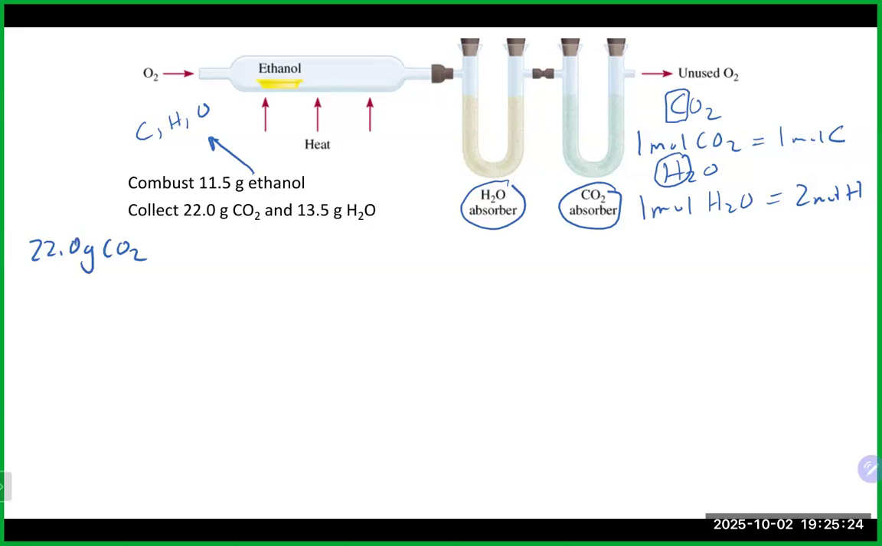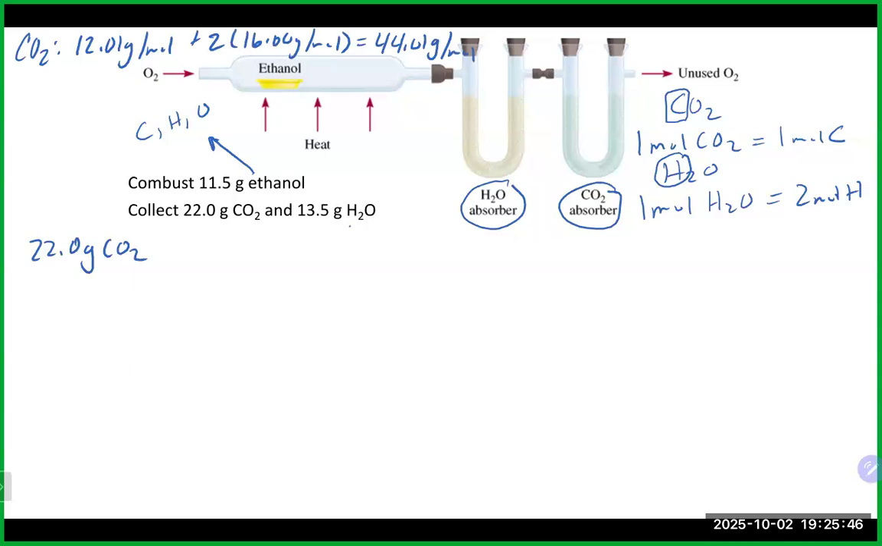In order to do that, we will need the molar mass of CO2. And CO2 is obviously 1 carbon from the periodic table and 2 oxygens, which are 16 from the periodic table each. And that's going to give us 44.01 grams per mole as the molar mass of CO2.